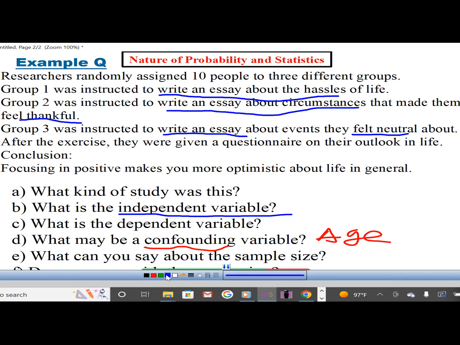Last but not least, in green, dependent variable, make sure you just underline where it says they were given a questionnaire. They were given a questionnaire. Okay.